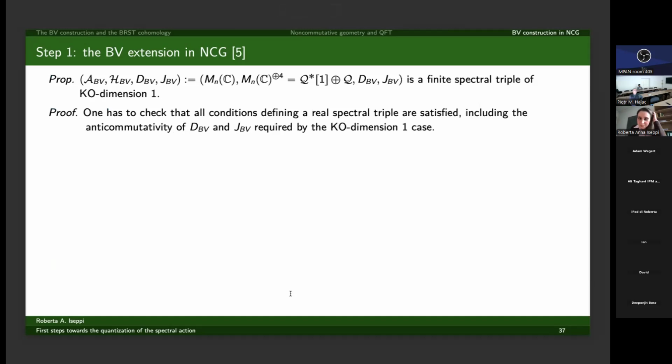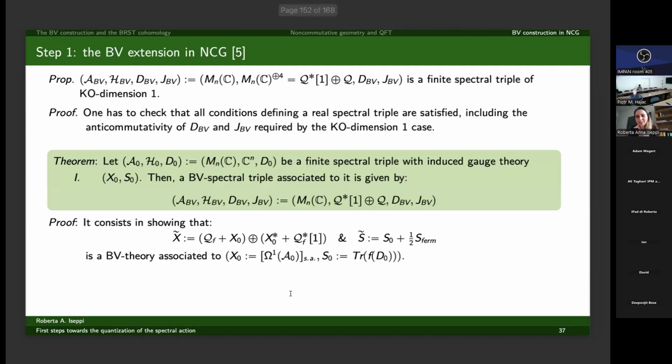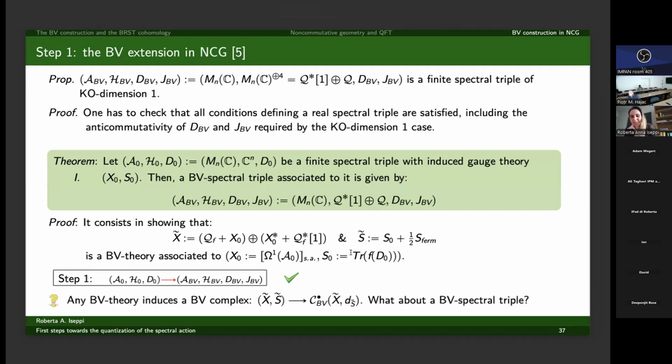Okay, so of course, now we are over time, I know, and so the theorem just says, okay, you want to prove that this is indeed a nice final spectral triple, and the theorem is that indeed it defines a BV spectral triple for our initial theory, and the proof consists just in checking that indeed this S tilde, X tilde, and S tilde satisfy the needed properties. And this somehow completes the first step of the construction.